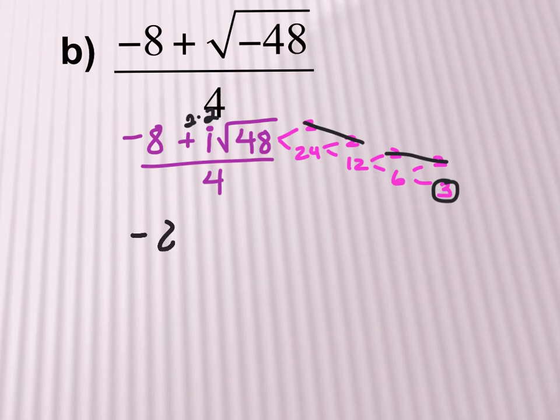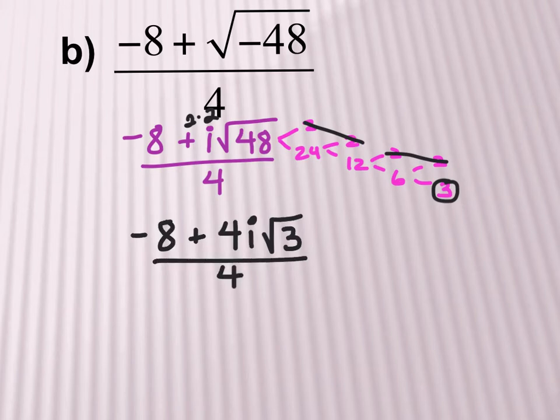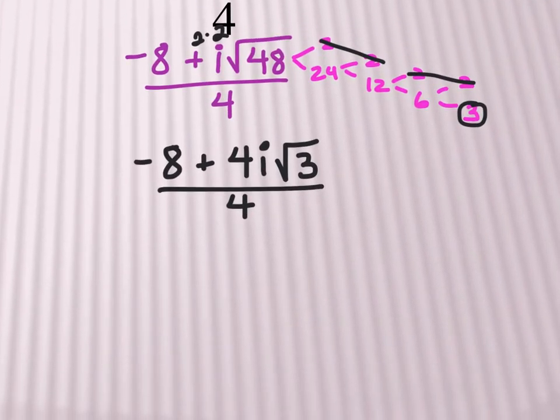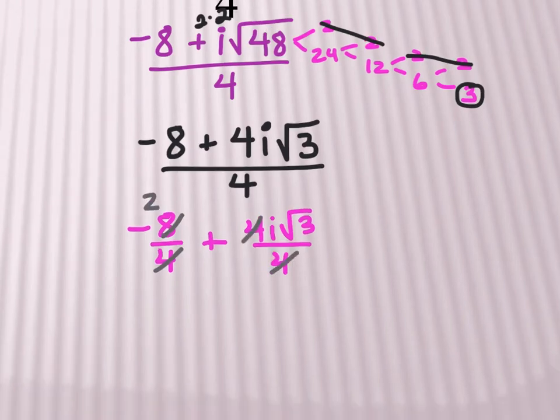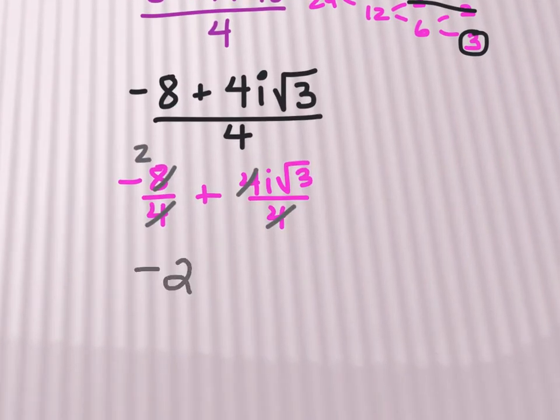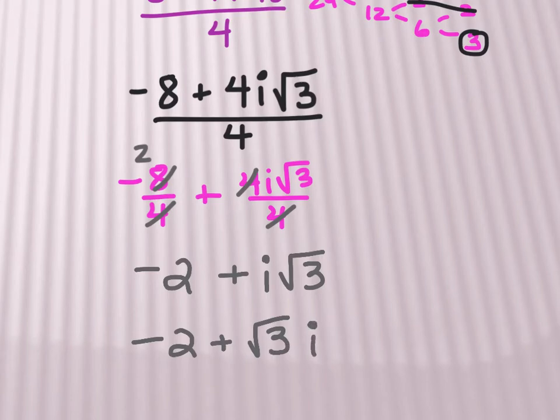So I get negative 8 plus 2 times 2, which is 4, times the i, times the 3 that's left underneath, over 4. And then I can either split it and then reduce it, or reduce it and then split it. It doesn't really matter. If I split it first, I get negative 8 over 4 plus 4i root 3 over 4. And then 4 goes into 8 twice. These 4's cancel out. And I have -2 plus i root 3, or -2 plus root 3i.